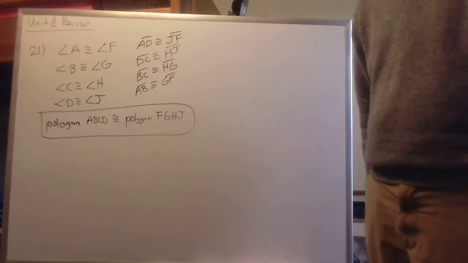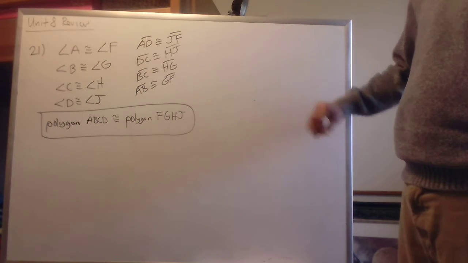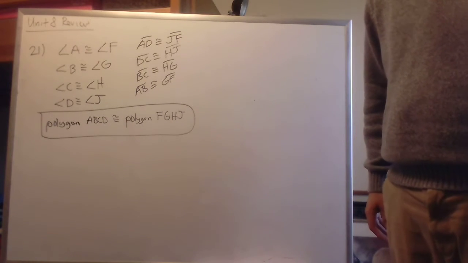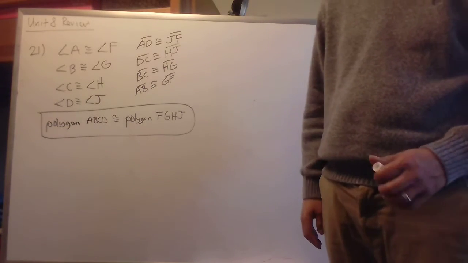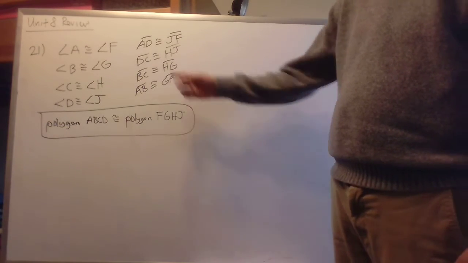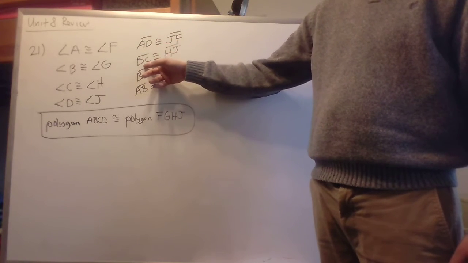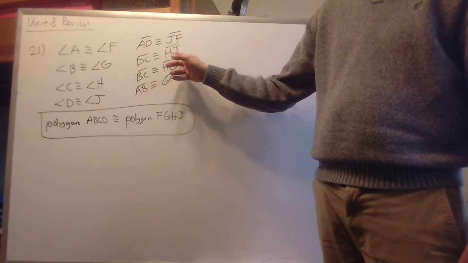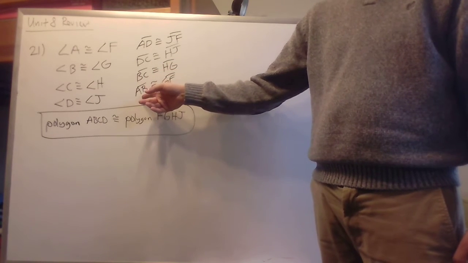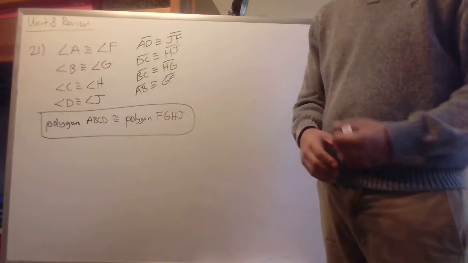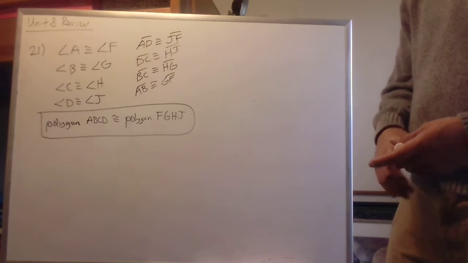All right, so some of the problem for the last problem, number 21, got cut off as I was explaining it. I'm not going to redraw the picture, but when we looked at it, we saw that side AD was congruent to JF, DC was congruent to HJ, BC was congruent to HG, and side AB was congruent to GF. I didn't realize that the recording had stopped until I started erasing the problem.